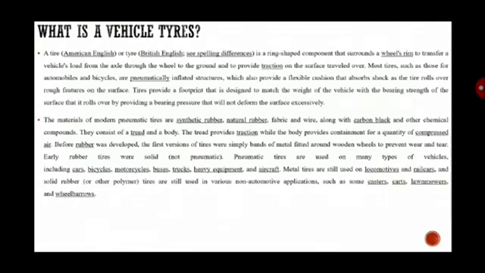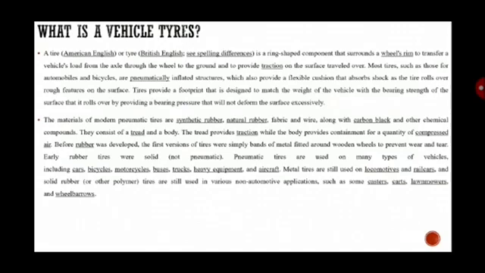Most tires, such as those for automobiles and bicycles, are pneumatically inflated structures which also provide a flexible cushion that absorbs shock as the tire rolls over rough features on the surface. Tires provide a footprint that is designed to match the weight of the vehicle with the bearing strength of the surface that it rolls over by providing a bearing pressure that will not deform the surface excessively.